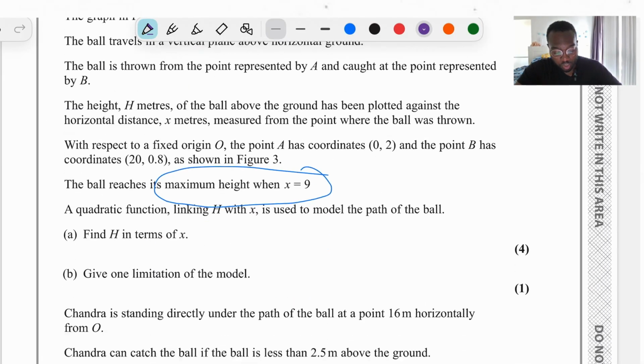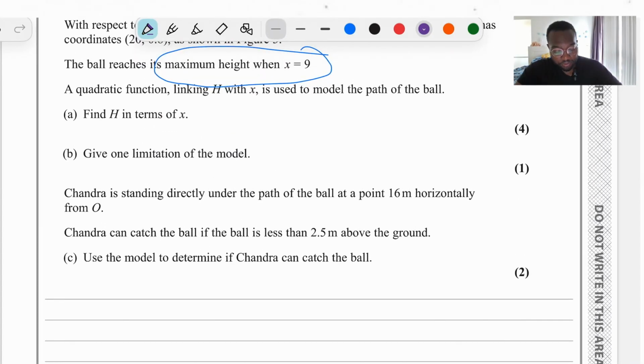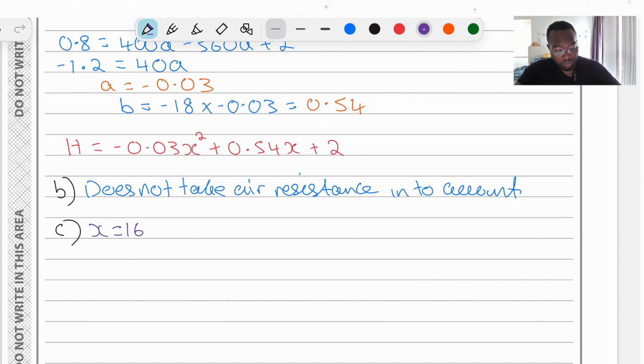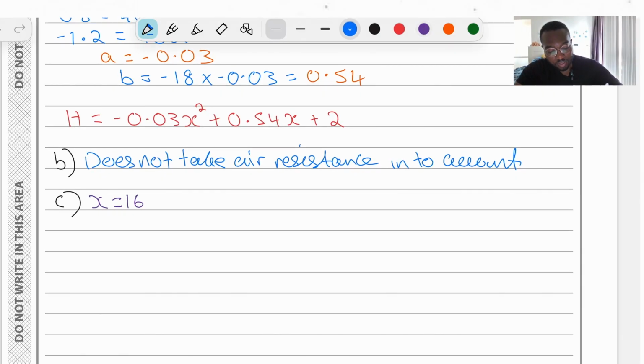And then we're also told that if the ball is less than 2.5 meters above the ground, she can catch it. So effectively, all we do is work out the vertical height of the ball when it's 16 meters horizontally. To do that, we just need to put that into the equation. So h is equal to minus 0.03 times the 16 squared, plus 0.54 times 16, and then plus the 2.